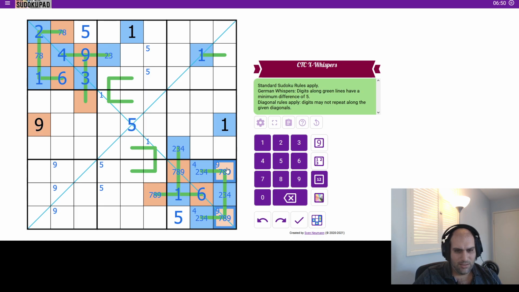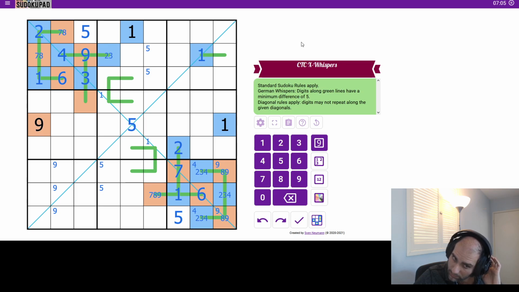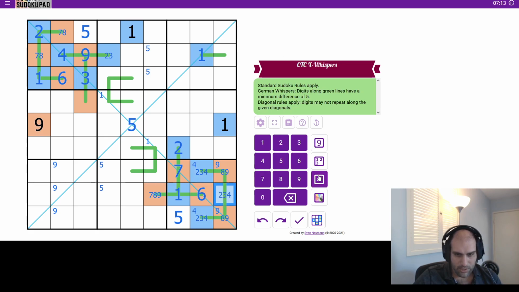I can't place 7 on this, right? Because it can't be next to 7 needs to be next to 1 and 2. So this is a 7, which means this has to be a 2. The order here doesn't matter, except that this can't be a 4 here in the middle. So our high digits are 8, 9, our low digits are 1.